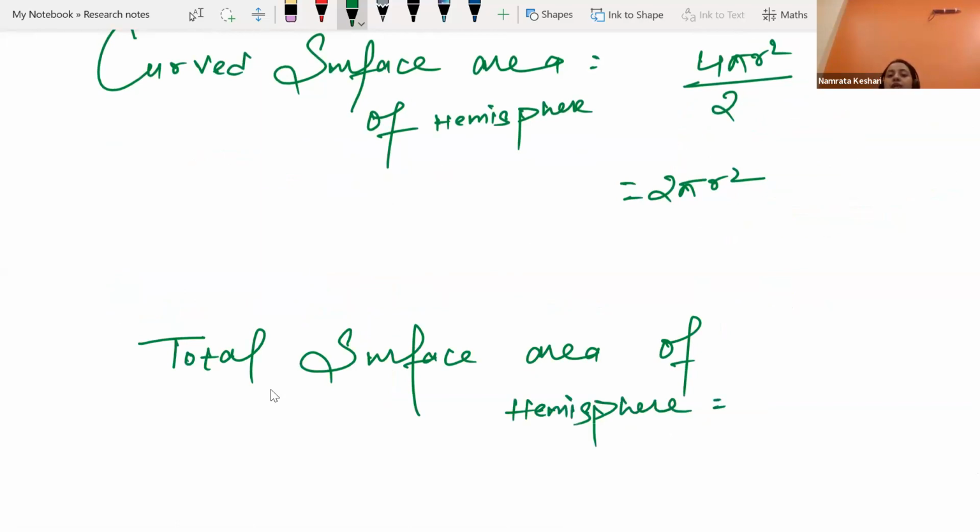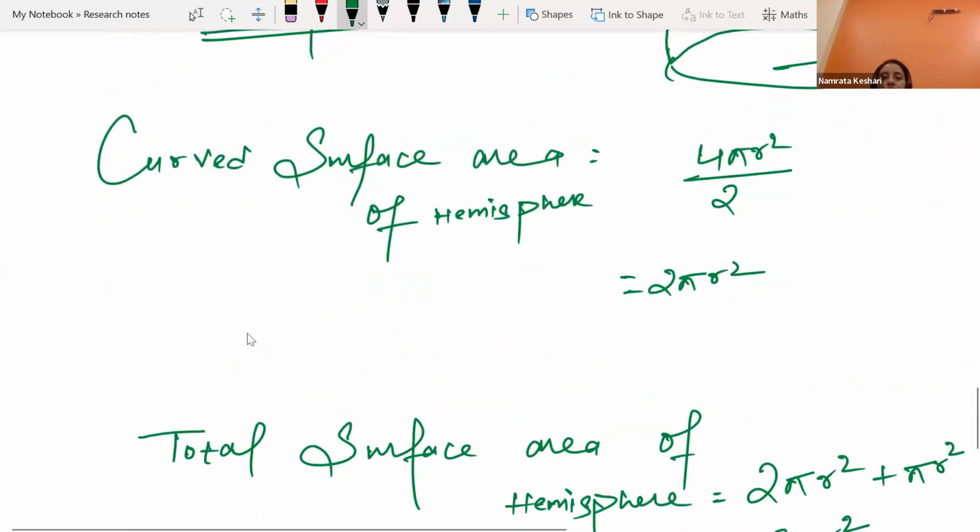ये जो कर्व सरफेस एरिया 2 pi r square है, ये तो है ही, प्लस pi r square, the circular bottom, that one is also there. और इसलिए हमारा टोटल सरफेस एरिया हेमीस्फीयर का, डायरेक्टली हम फॉर्मूला यूज करते हैं 3 pi r square. Is it crystal clear to all of you?